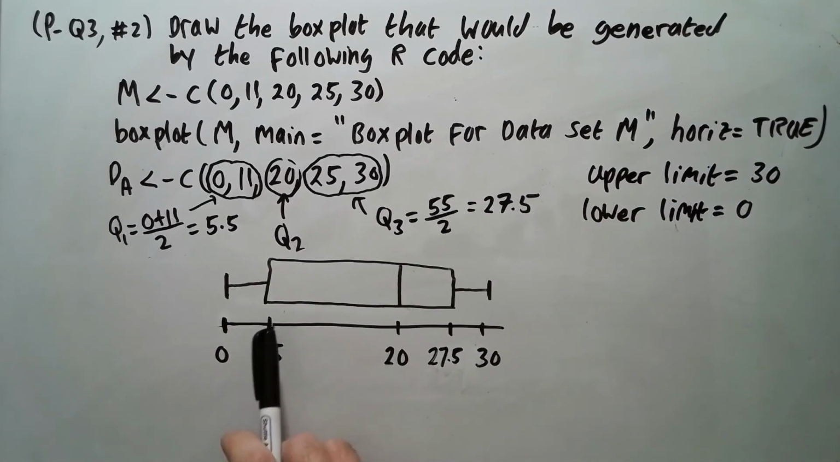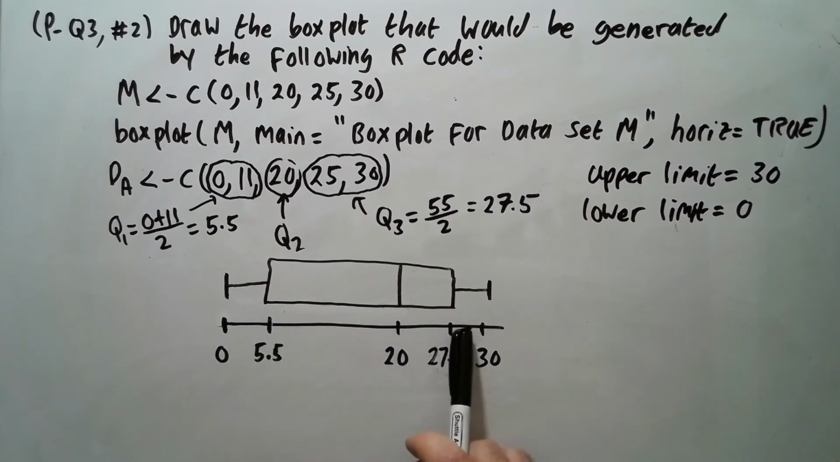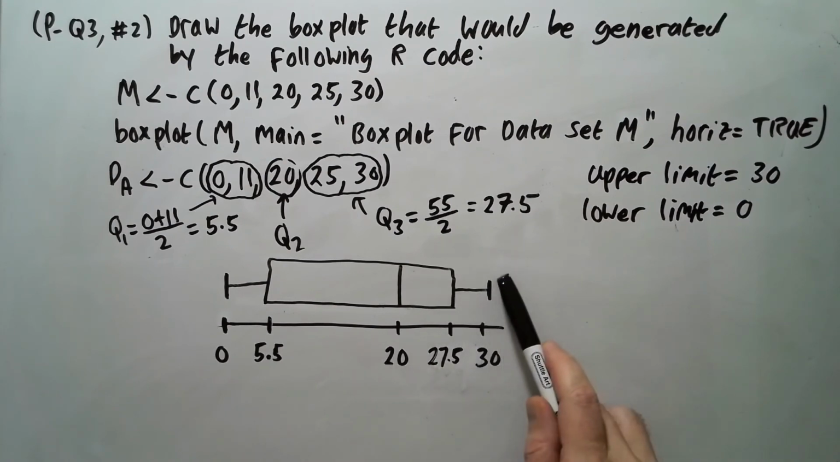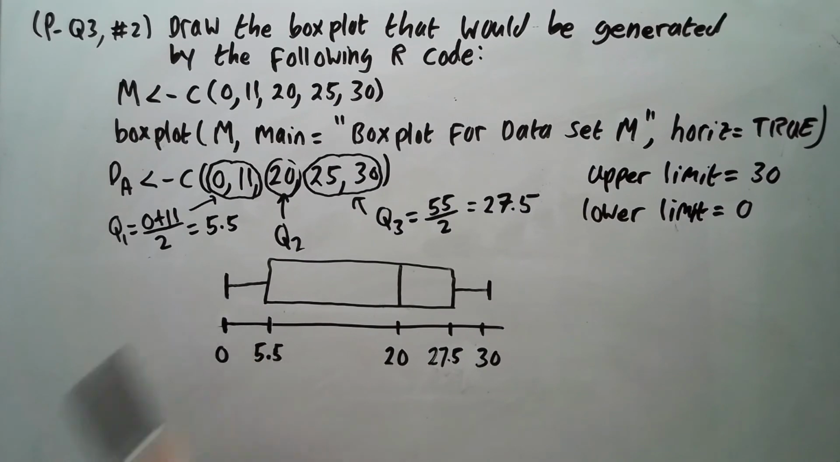So drawing the box, we have our Q1, the box will start there, and then it'll end at our Q3, which is 27.5. We'll draw a box in and do a vertical line at the median, which is 20 in this case. Then you have our arms coming out for the upper limit here and lower limit here. Since there's no data values bigger than the upper limit, there's no outliers on this side, and since there's no data values less than the lower limit, there's no outliers on this side. So this box plot has no outliers.